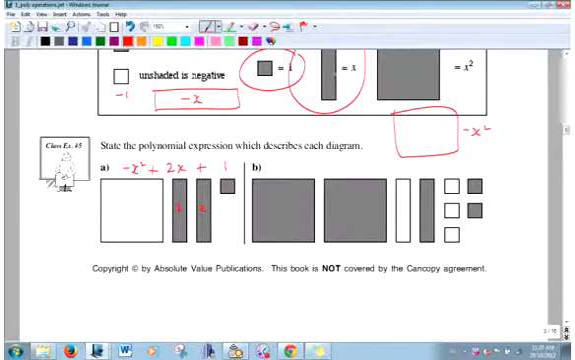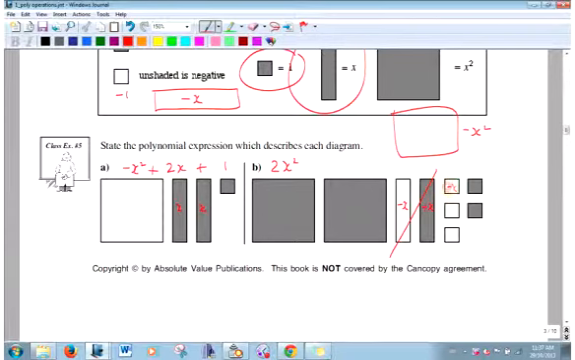Okay? This guy, well, what's one of these? That's an x squared. I have another x squared. So there's two x squareds. I have minus x and a plus x. So how many x's do I have? None. That's a wash, right?